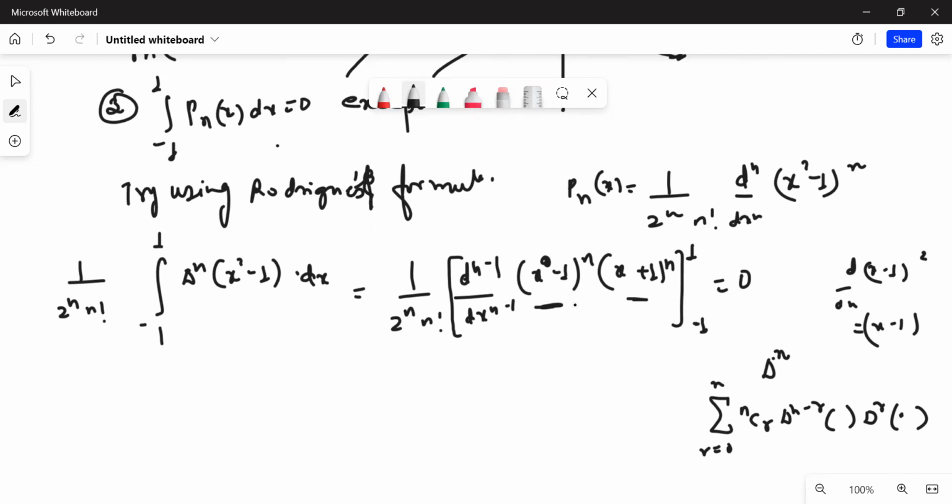So obviously, in this expansion you'll always find that there are terms in x minus 1, and then there are terms in x plus 1. So if I place 1 there, it will become 0. If I place minus 1, it will become 0. So always remember this is 0 except n equal to 0, because at n equal to 0 this integration would be 2. Is that clear?